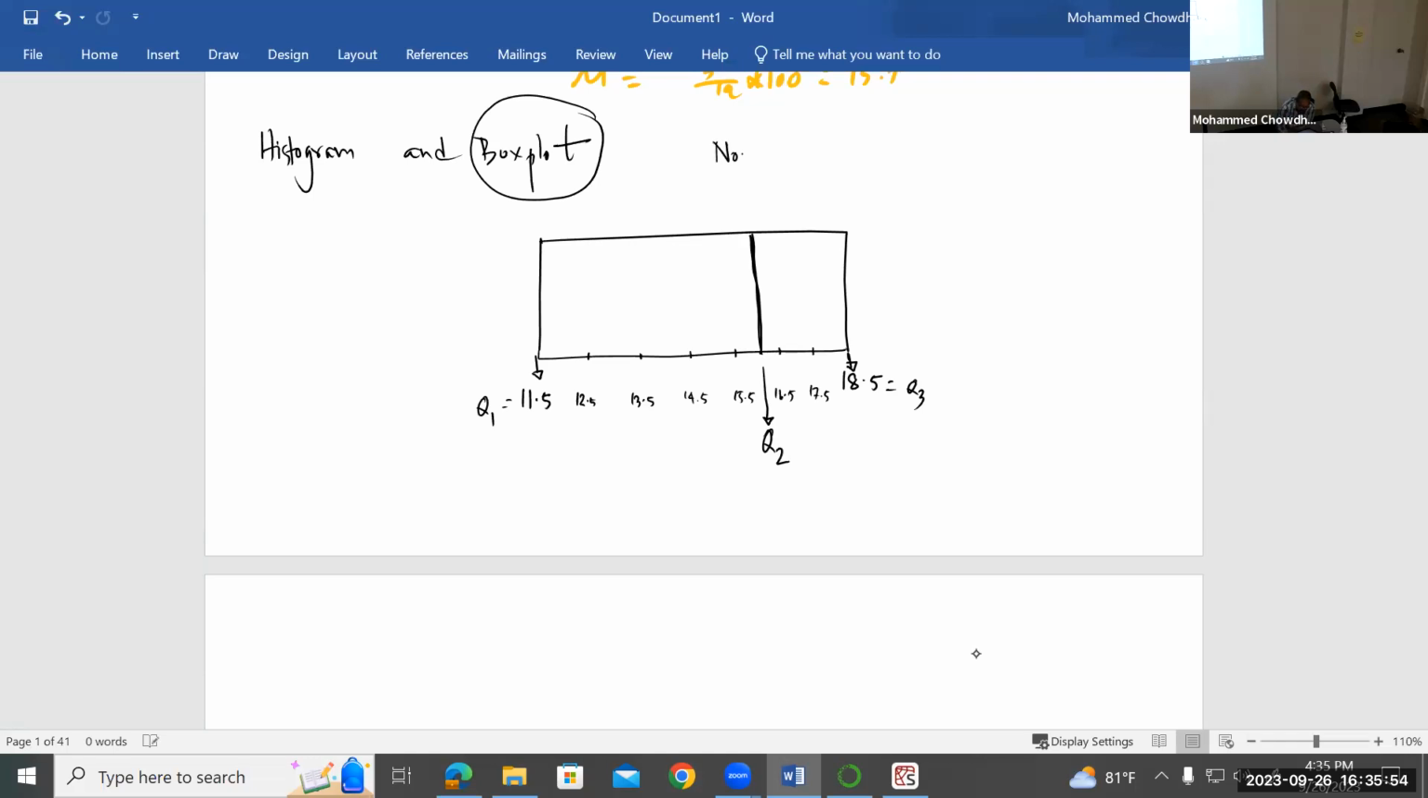Listen carefully. Now, most important task. Now we have to draw the whisker. After drawing the whisker, the box plot is done. In order to draw the whisker, we have to do some computations. IQR is known as the interquartile range, which is equal to Q3 minus Q1, which is equal to 18.5 minus 11.5, which is equal to 7, right? IQR.